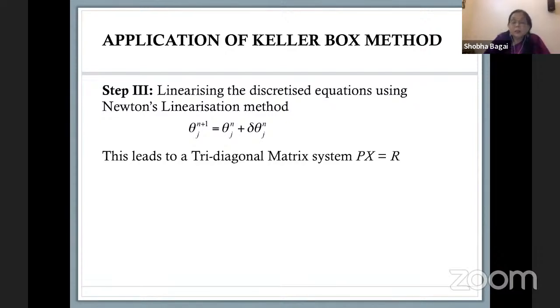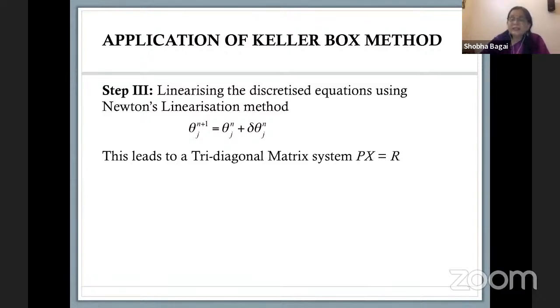Because these are non-linear systems, you will have to apply Newton's linearization method. Again, recall that in this case my n represents the iteration. Just for the sake of notation, if I use my n as an iteration, then at the n plus 1th iteration, when I apply Newton's linearization method, this is what I'll get. This is the error term. And the main aim now is to reduce the error term to 0.